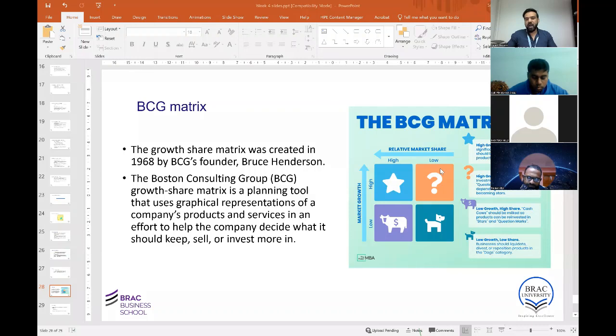So you have your stars. They have great potential. Their market growth is very high, and their market share is also very high. They're your star performers. Let's consider Apple as a brand. We might consider iPhones, probably they are here. They've got the highest market share and probably the highest growth rate as well.